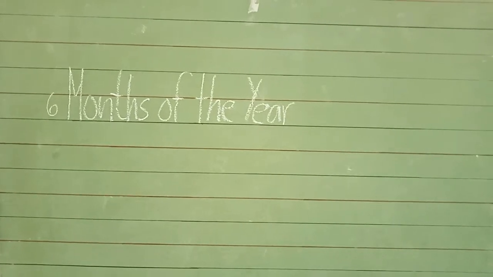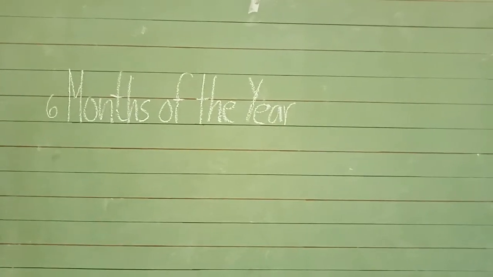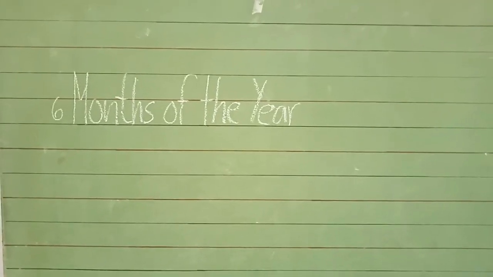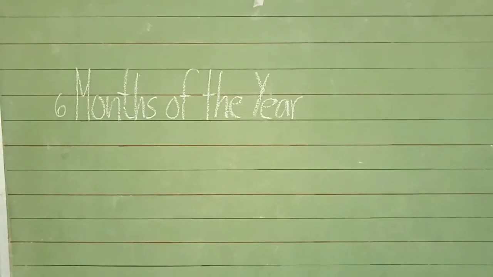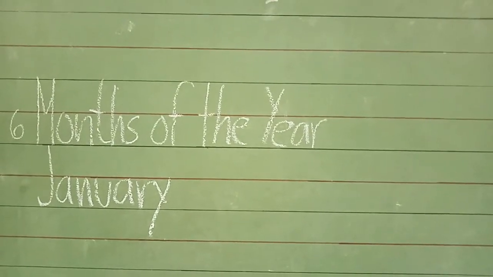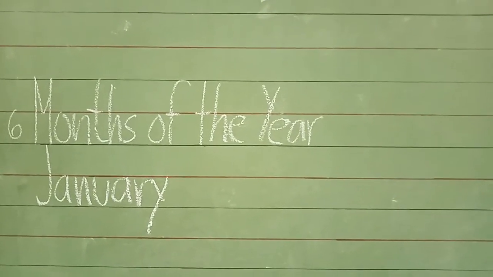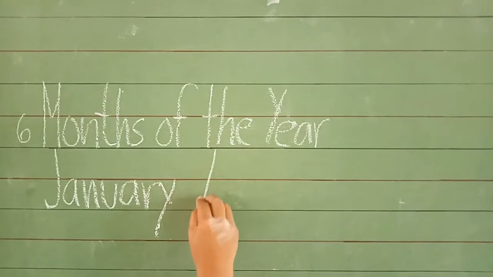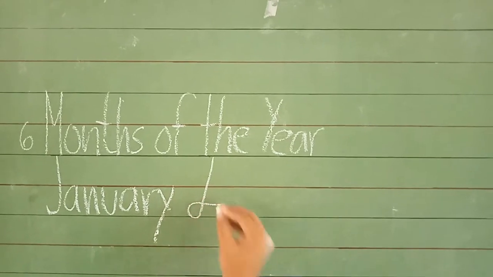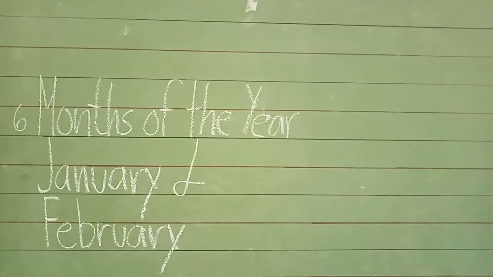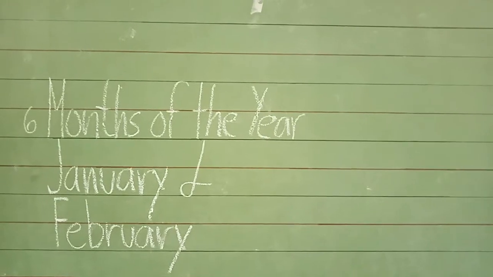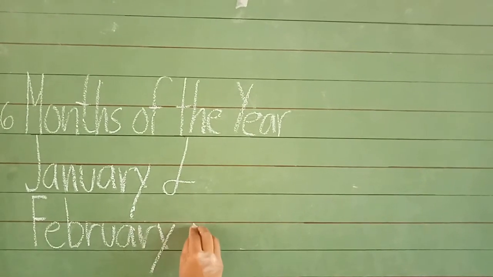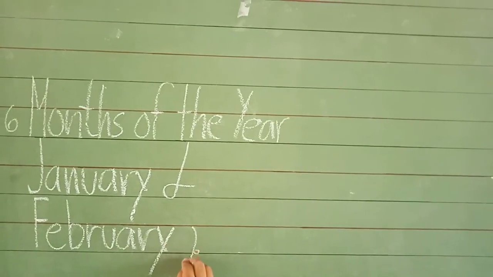You are already familiar with the shorthand forms for several of the months as they are written in full. Here are all 12 months. Example number 1, January is represented by J, A, and N. Next, February is represented by F, E, and B.